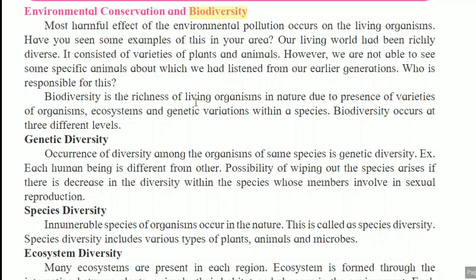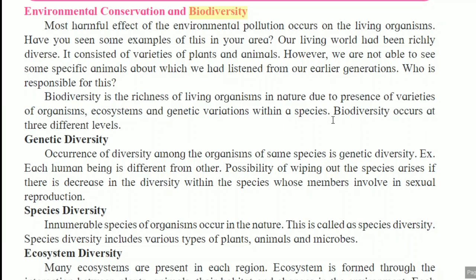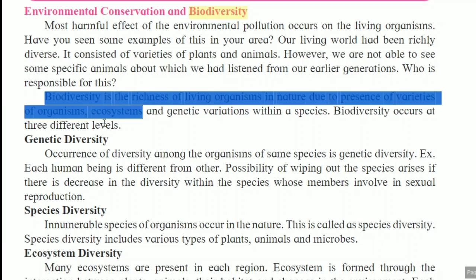Biodiversity is the richness of living organisms in nature due to the presence of varieties of organisms, ecosystems and genetic variations within a species. Biodiversity occurs at 3 levels.